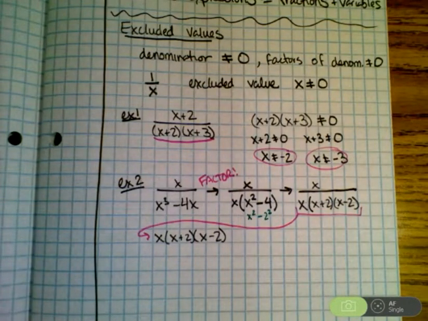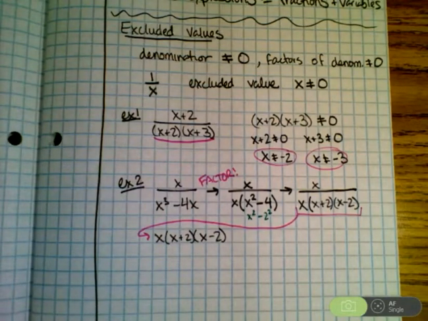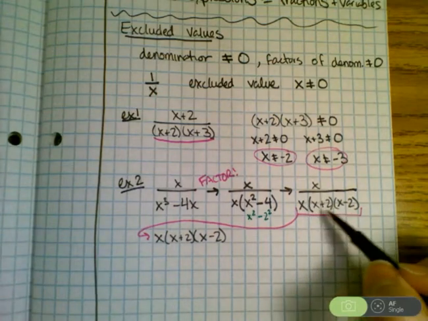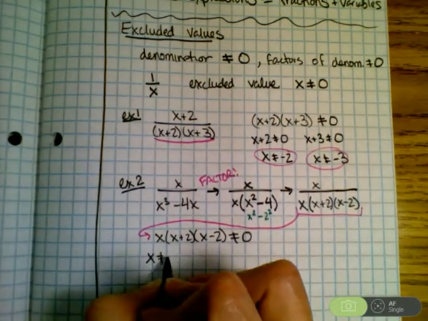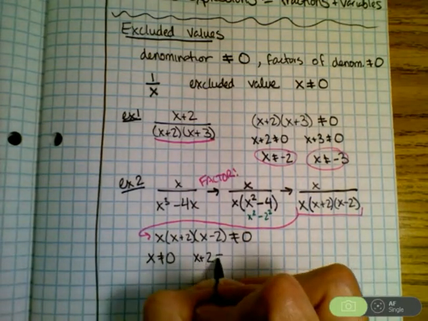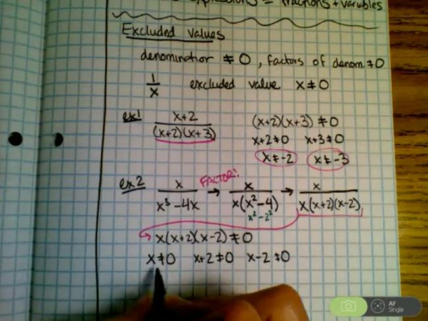0 can be divided by something, so you can have 0 apples and share them among 10 people. They all get 0 of them, but it's okay. So it's not the numerator we care about, it's only the denominator. So that's what can't be 0, which means each of the individual factors can't be 0. So that one's already solved.